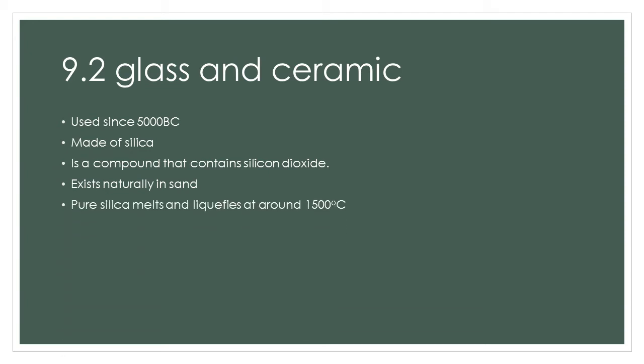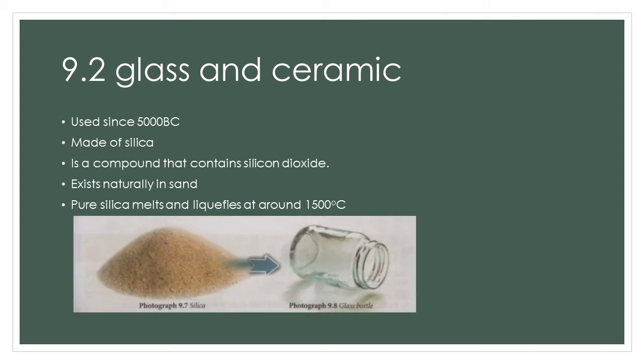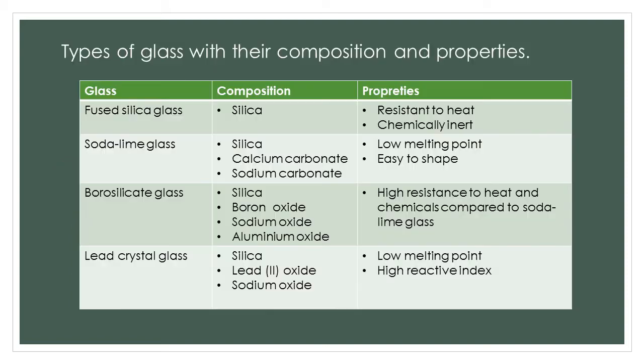Pure silica melts and liquefies at around 15,000 degrees Celsius. Meaning when we heat up sand to 15,000 degrees Celsius, it will melt and liquefy. So we get the silica. Okay, this is the photo of silica or sand, and we are able to produce glass from silica.